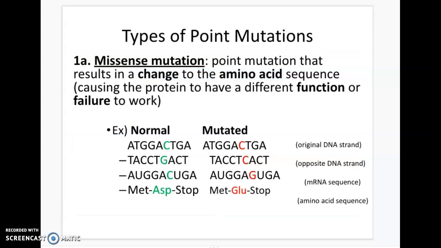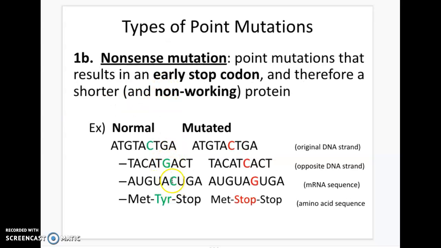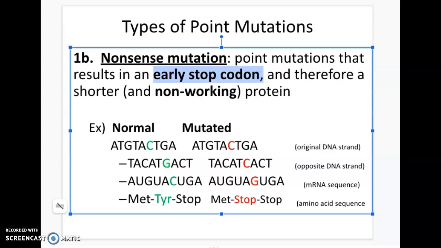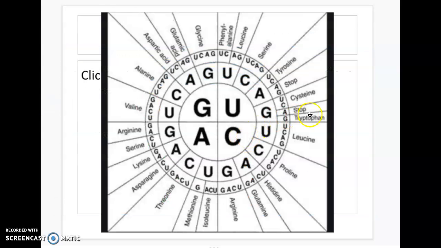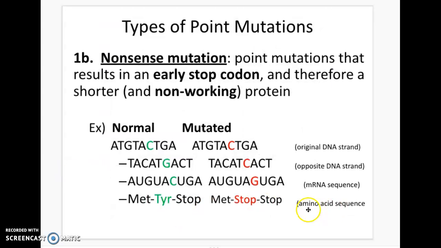Second type of point mutation, again, we still have a one point change in the DNA sequence, but this time it results in an early stop codon. Remember on the amino acid wheel, some of the codons aren't actually amino acids, they're stops. So some of the codons code for a stop, which means the protein is done, the ribosome stops working on it, folds it up, sends it off on its way. So if we have an early stop codon, the amino acid sequence is going to be shorter than it's supposed to be. So this usually ends with a non-working protein because it's missing a lot of amino acids that it should have. Okay, so the stop comes earlier than it should.